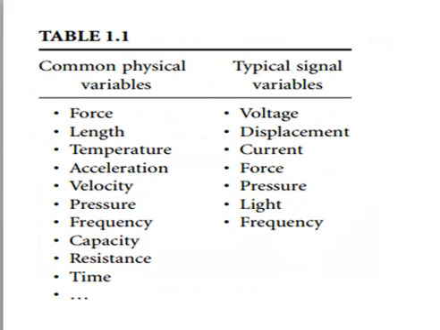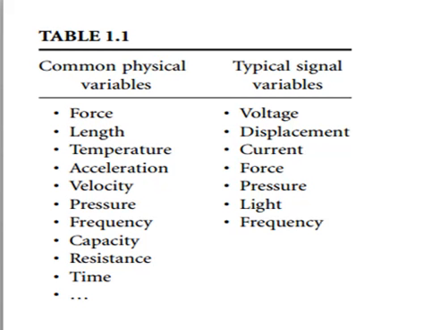Now, this table is giving us some of the common variables that can be measured using electronic measurement instruments. And it also gives us the typical signal variables that can be used for displaying what is measured. On the left-hand side, you can see force, length, temperature, acceleration, velocity, pressure, frequency, capacity, resistance, time, and many more.